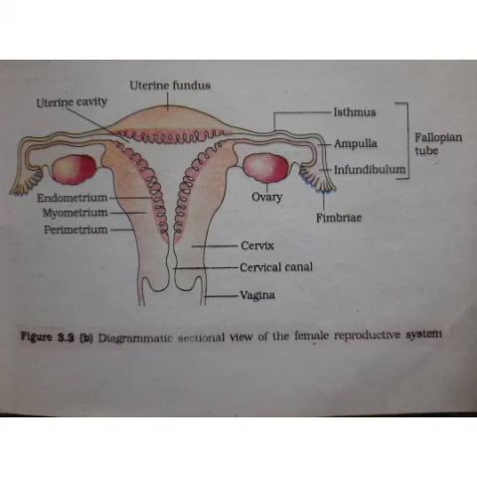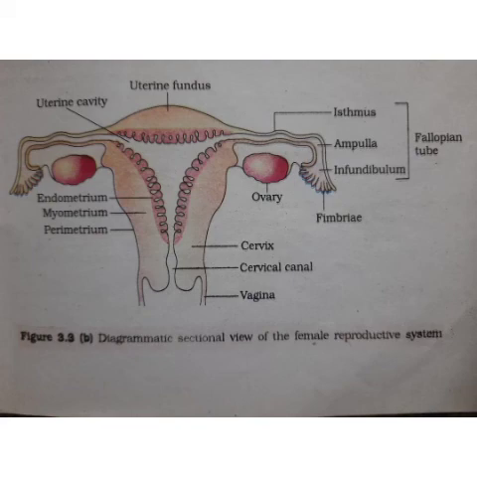Here you can see the diagram of a sectional view of the female reproductive system. It consists of the ovary, which is oval shaped and present on each side. Second is the fallopian tube, a tube-like structure. Third is the cervix. Then comes your vagina, and external genitalia and mammary glands are also included in the female reproductive system. So let us discuss this one by one in detail.